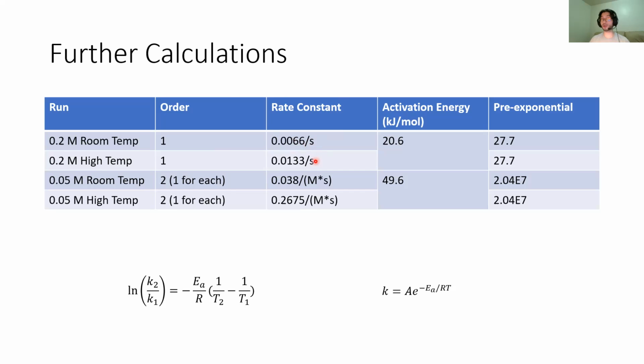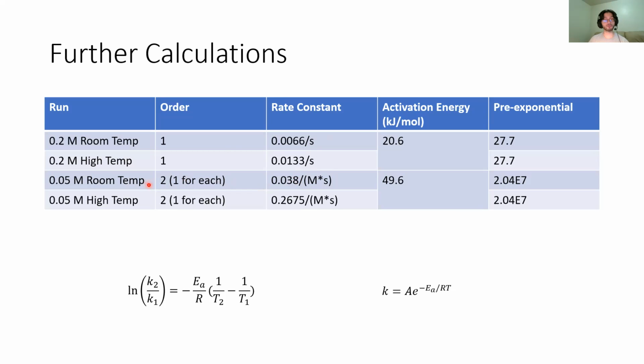Notice that they are different at temperature, which is something that we want to see because the rate constant does depend on temperature. So when we're increasing temperature from room temp to high temperature, which is about 50 degrees Celsius, we are seeing a pretty big change in rate constant, which is great.